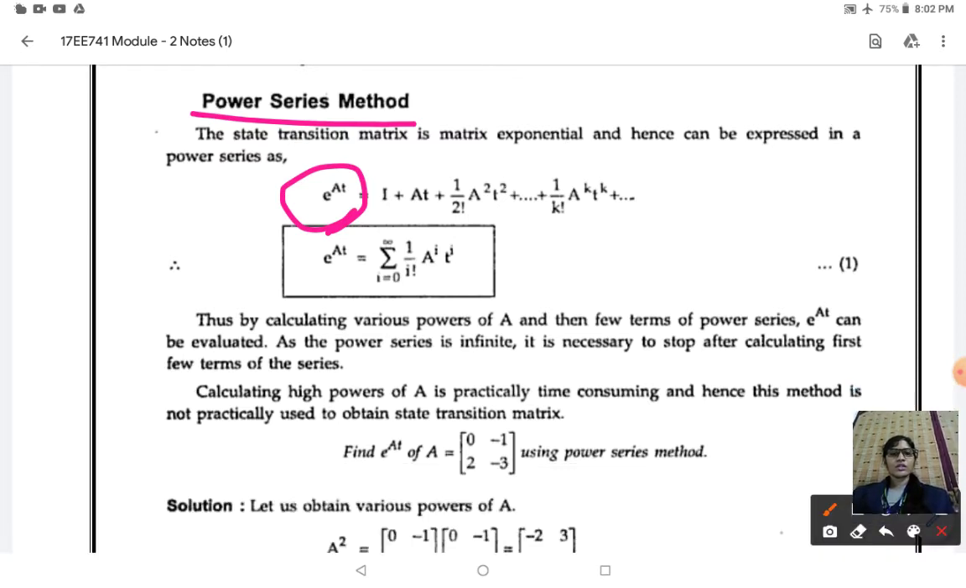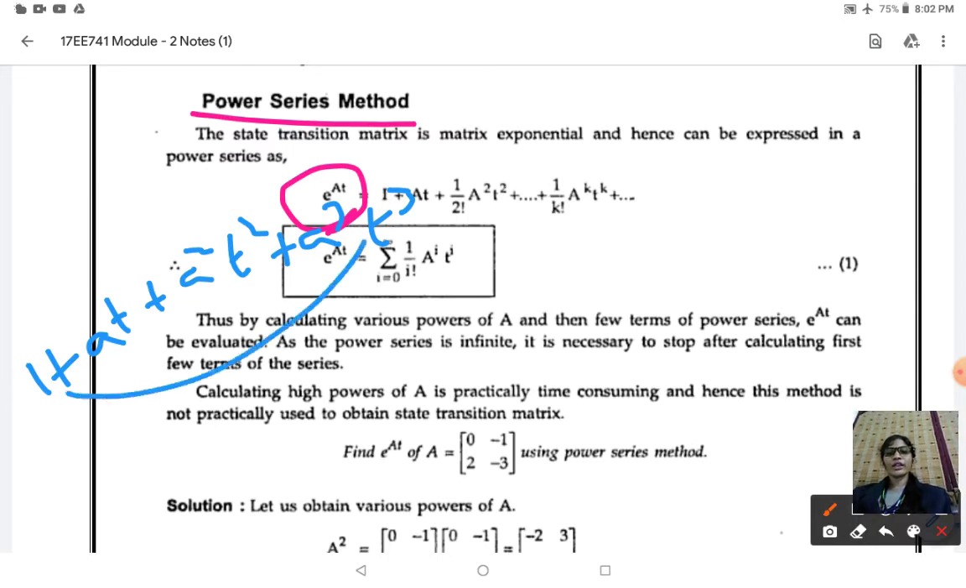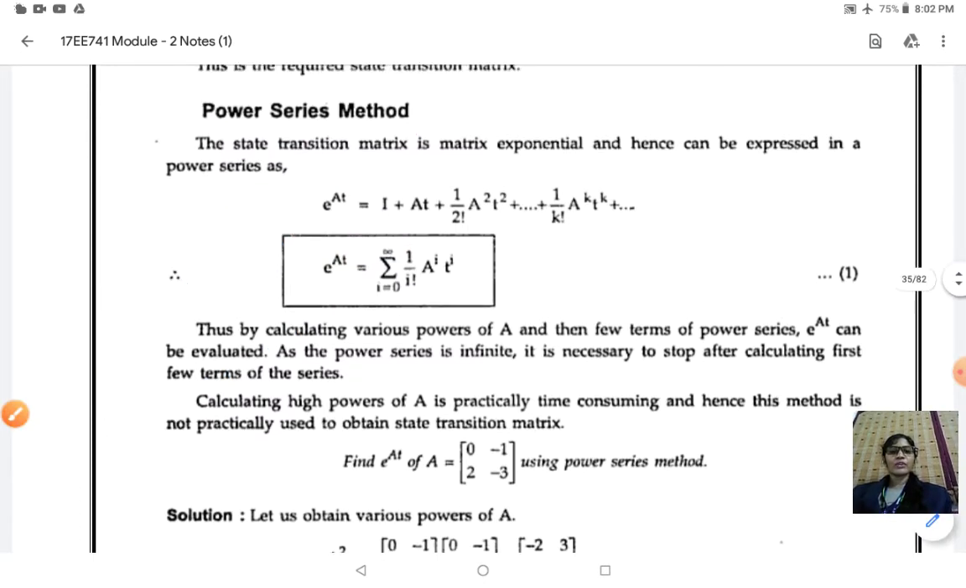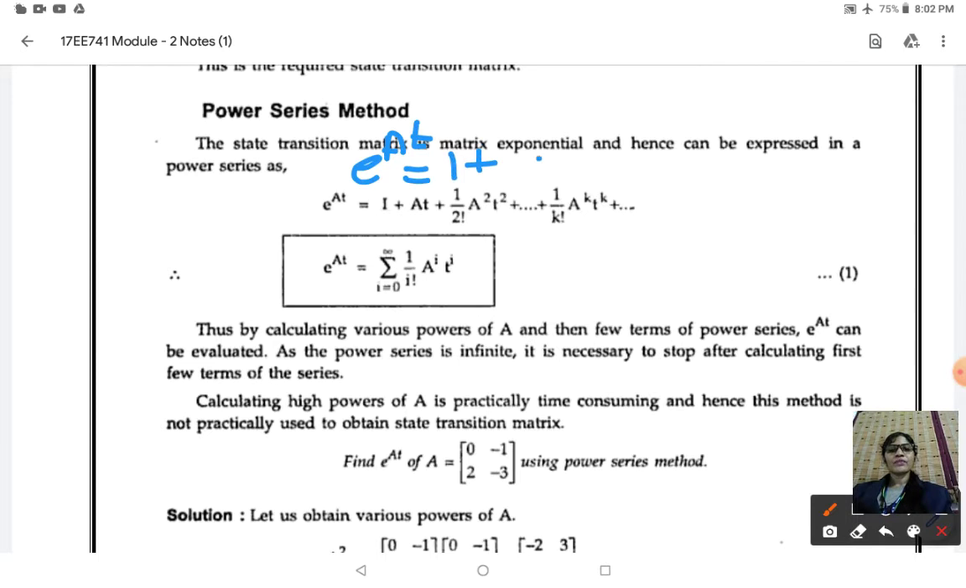So e to the power of At can be written using the power series method as 1 plus At plus A square t square plus A cube t cube, and so on. So instead of 1 you need to write an identity matrix. Therefore, the formula to identify your state transition matrix is e to the power of At is equal to 1 plus At.